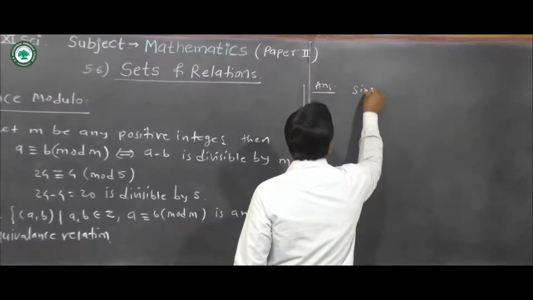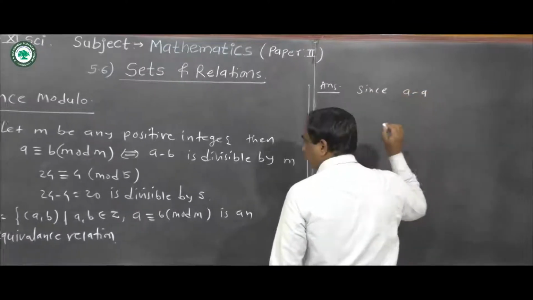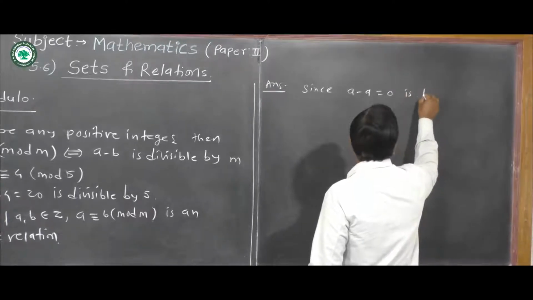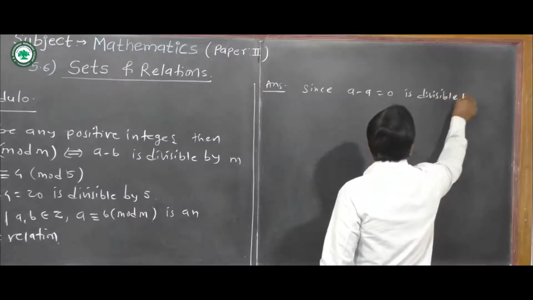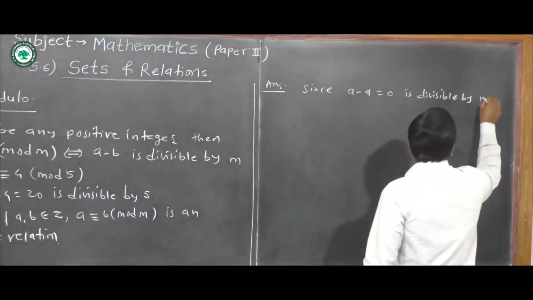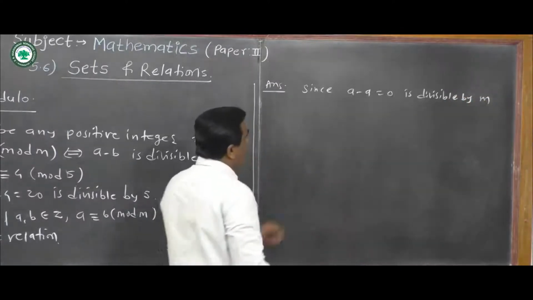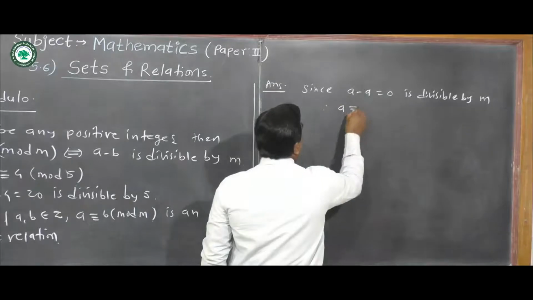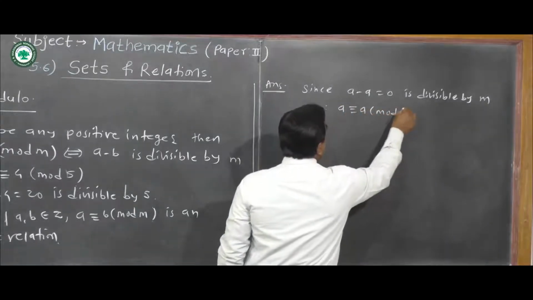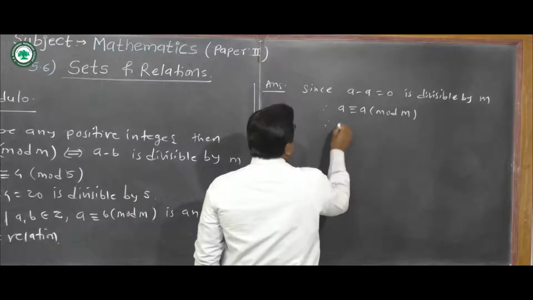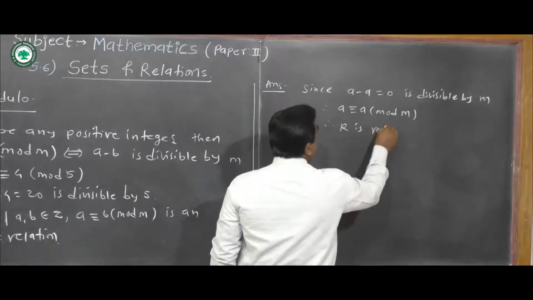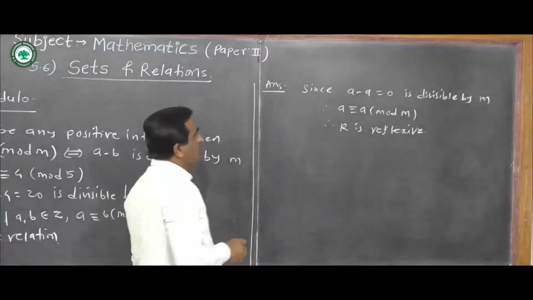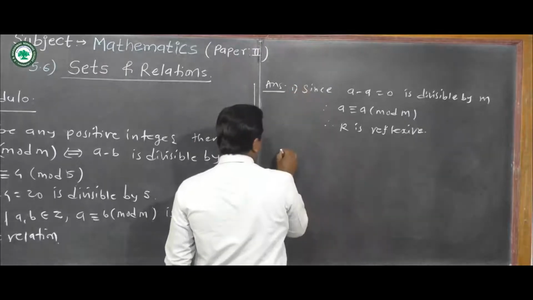Since A minus A is equal to 0 and this 0 is divisible by M, therefore we can write A is congruent to A modulo M. Therefore, R is reflexive. This is the first. Now second.